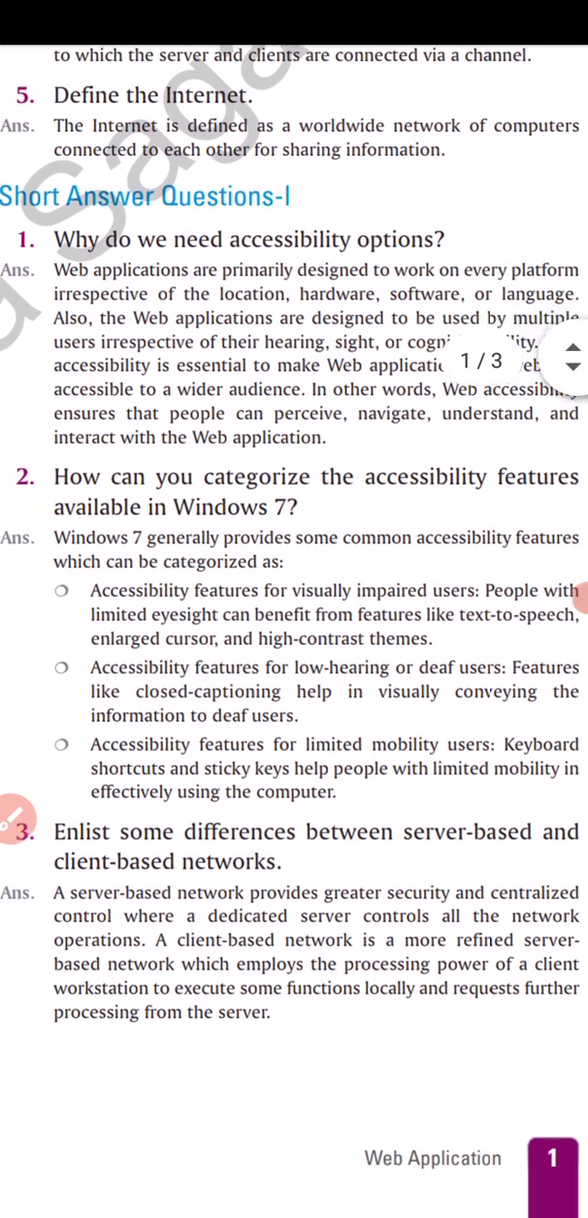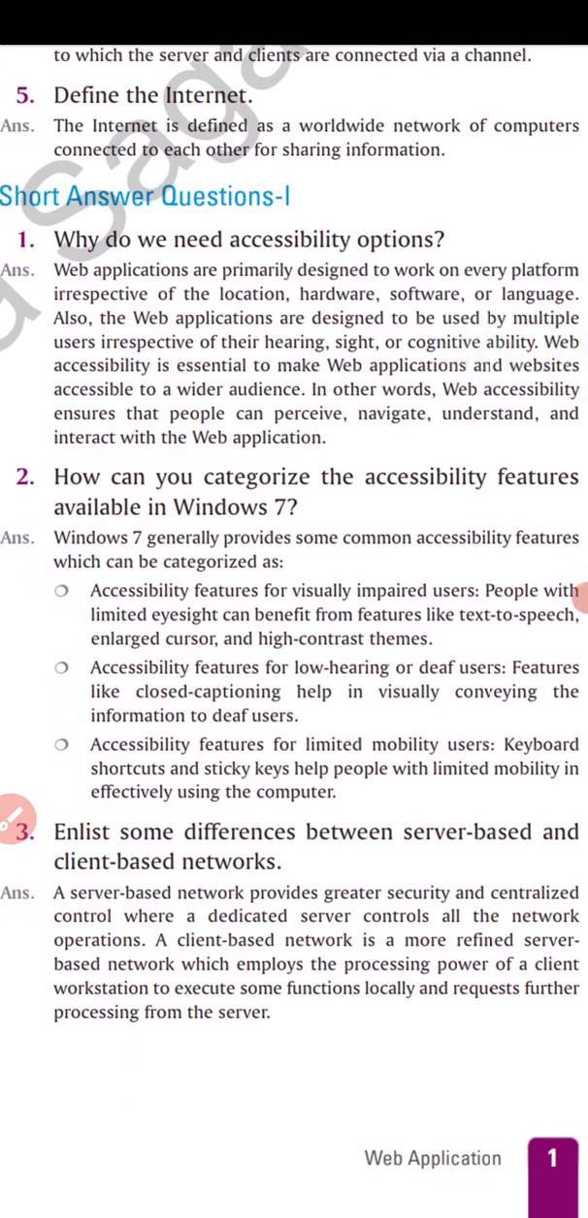And how can you categorize the accessibility features available in Windows 7? If you want to categorize the accessibility features in Windows 7, how can you categorize them? So dear students, follow the answers here. Windows 7 generally provides some common accessibility features which can be categorized as: first of all, accessibility features for visually impaired users. People with limited eyesight can benefit from features like text to speech, enlarged cursor, and high contrast themes.